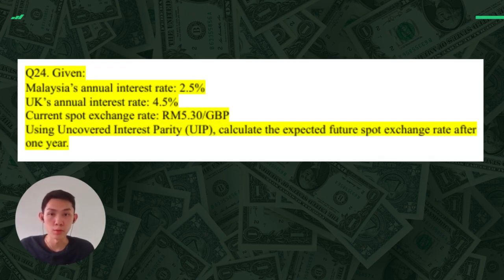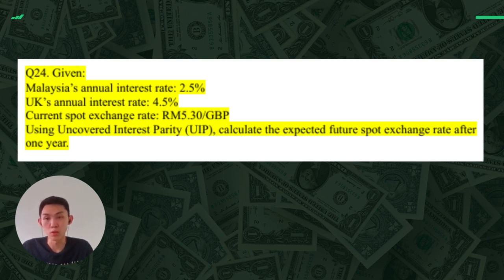So in question 24, we have to calculate the expected future spot exchange rate after 1 year. So we will use the formula: the current spot exchange rate, multiplied by 1 plus the foreign interest rate, divided by 1 plus the domestic interest rate. So 5.30 multiplied by 1 plus 0.045, which is the foreign interest rate, and then divided by the domestic interest rate, 1 plus 0.025, and then we will get 5.40 per pound.